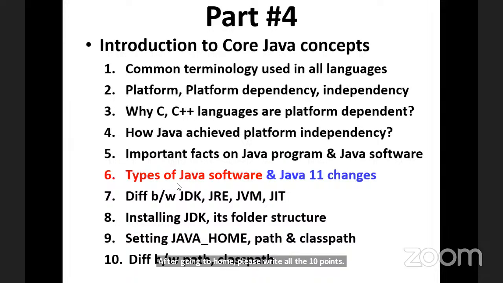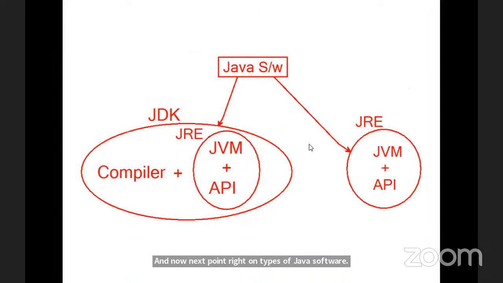Now, next point, write on types of Java software. Types of Java software. Come on, come on. Today we have to develop the Hello World program also. Types of Java software. Write down.